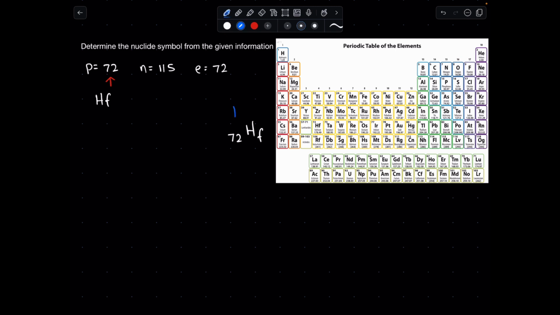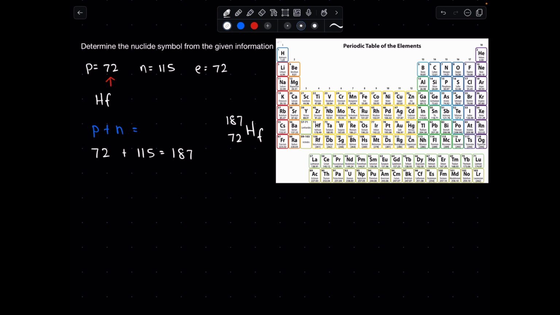Next, we need to determine our top number. To do that, we're going to take our protons and add those to our neutrons. That's going to be P plus N is then equal to that upper number. So we're going to take our 72 plus our 115, and that's going to be equal to 187. So that top number turns into 187.